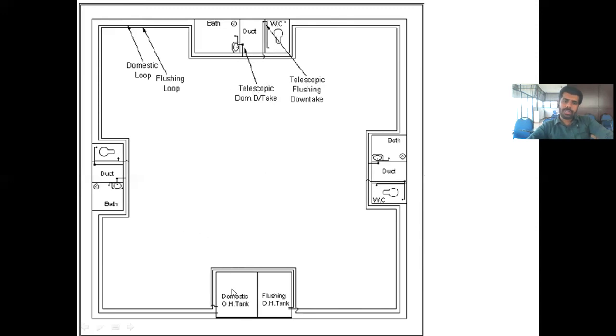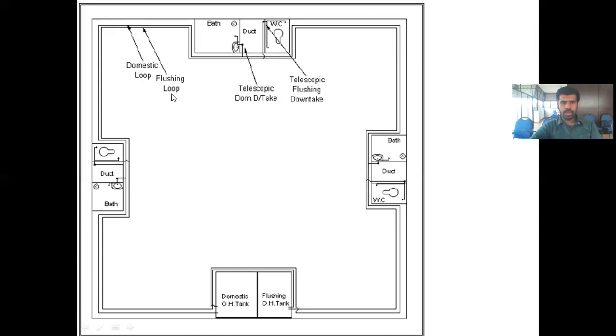So here, this is the domestic overhead tank. This is the flushing tank. You have to take two separate pipelines from two different tanks. So through this one pipe, domestic overhead tank water or the domestic water will be flowing, and through this, flushing water will be flowing through the second pipe. Okay, so you can take one connection from the domestic water and give it to the wash basin and shower and all those areas. Here also you can take that. From the flushing, you can just give directly to the water faucet.